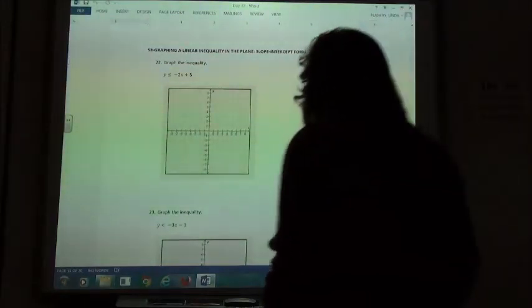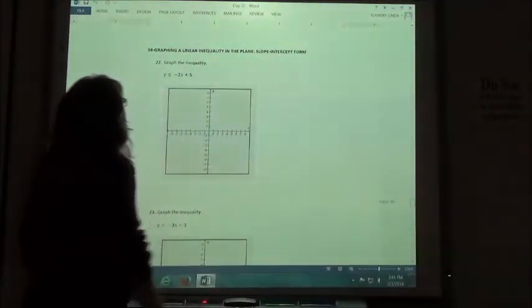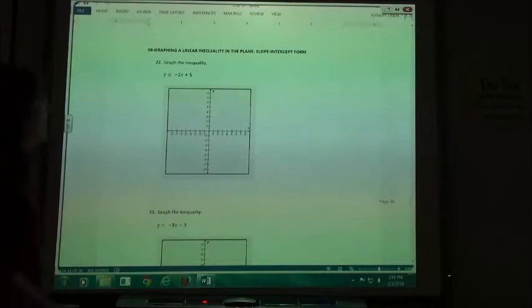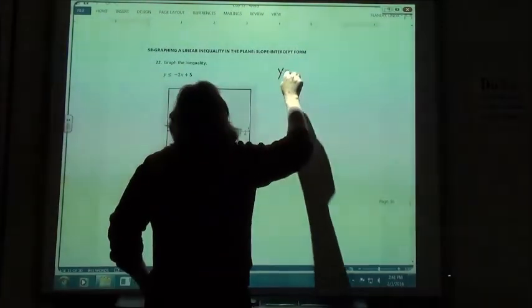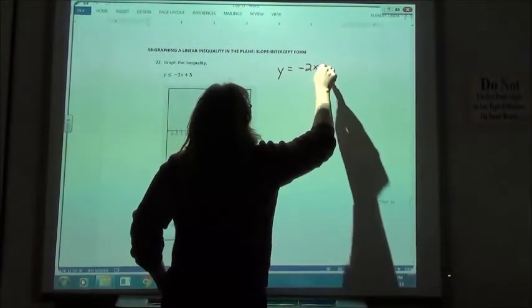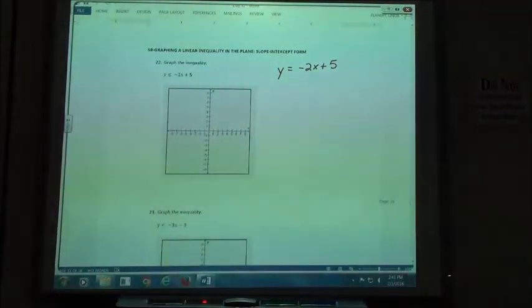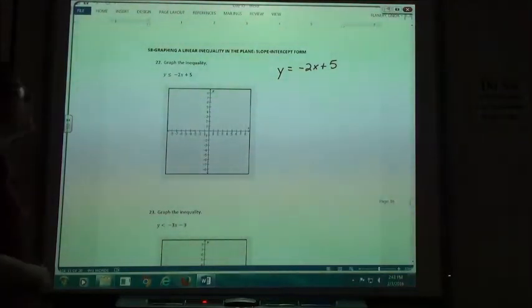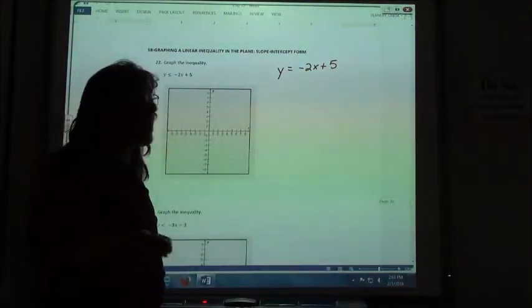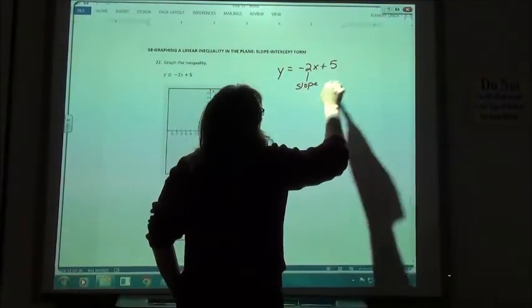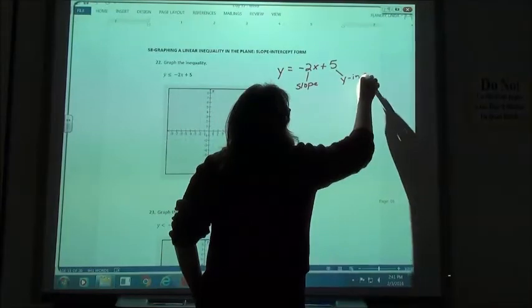Continuing on in chapter 8 here, we're now going to graph some inequalities. When you graph an inequality, you always start out by graphing it as if there were an equal sign there. So I'm going to graph y equals negative 2x plus 5. Going way back to when we did graphing, we probably decided that instead of making a table, using our slope and our y-intercept is a quicker way to graph. So that's my slope, that's my y-intercept.